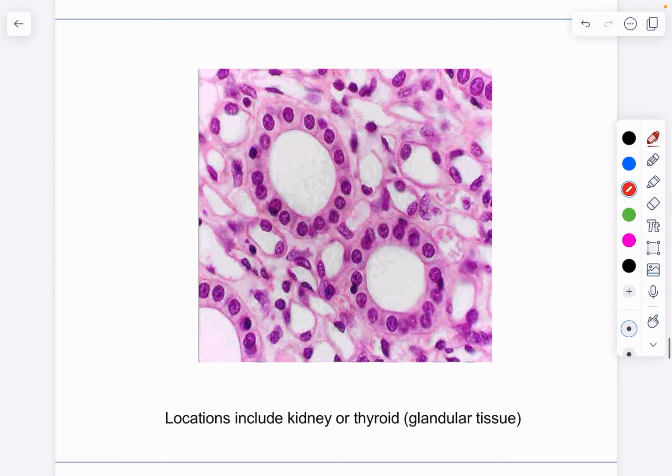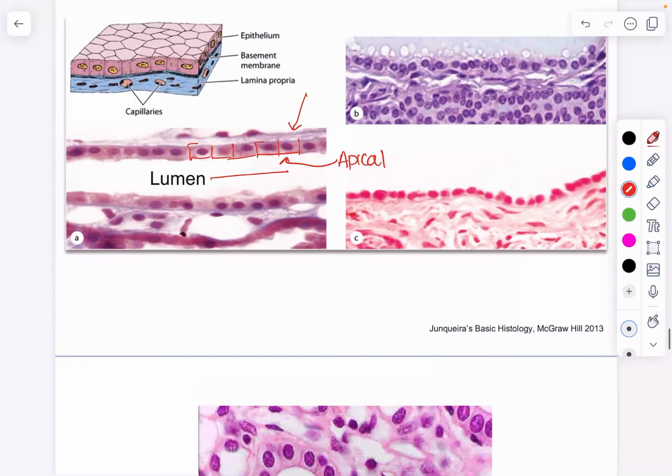Here's another great image. Okay, so you can see this is a tubule. This is the lumen on the inside. And you can see those simple cuboidal cells here. I'm not drawing them as great, but you can appreciate that, okay? So locations are important, if it is listed, and then the function as well.